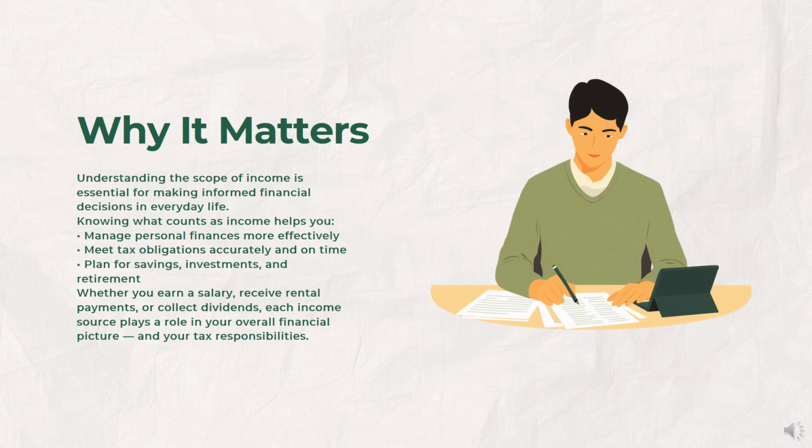For example, suppose two friends earn 8 lakhs annually. One earns only salary, the other earns salary plus rental income and bank interest. Although their salary is the same, their total taxable income may differ because of additional sources of income. Therefore, understanding the scope of income is essential.